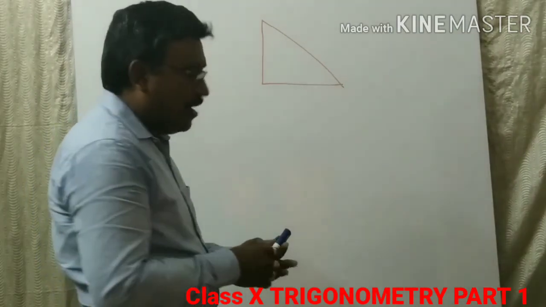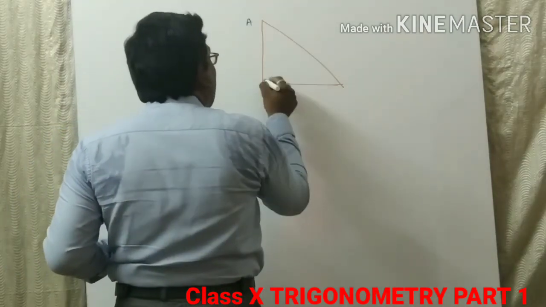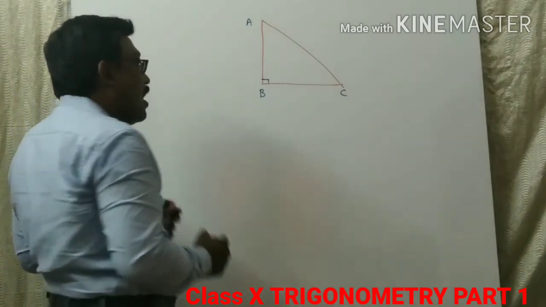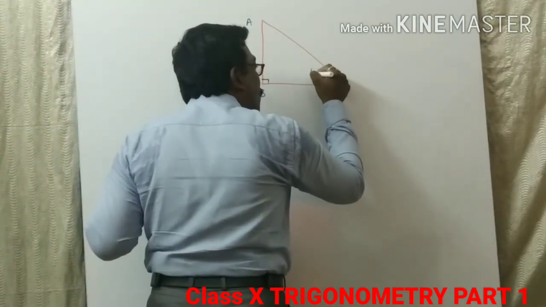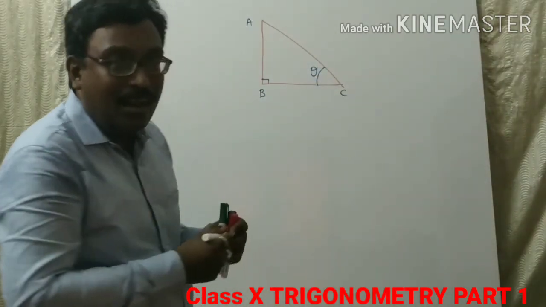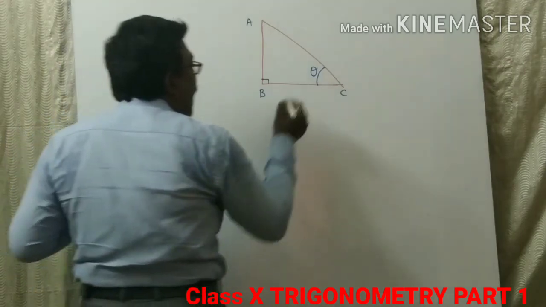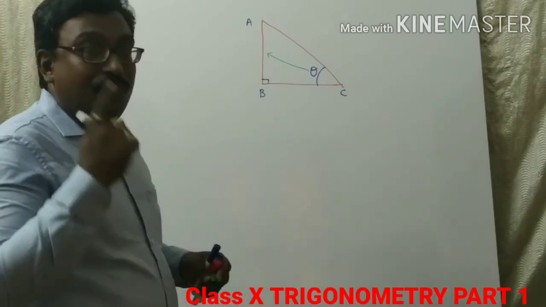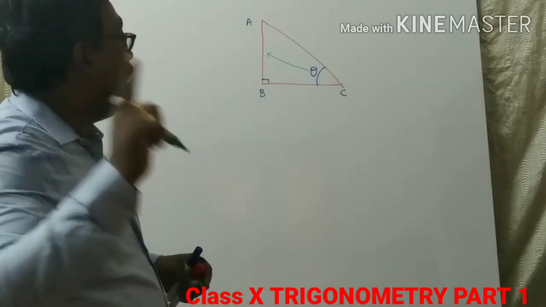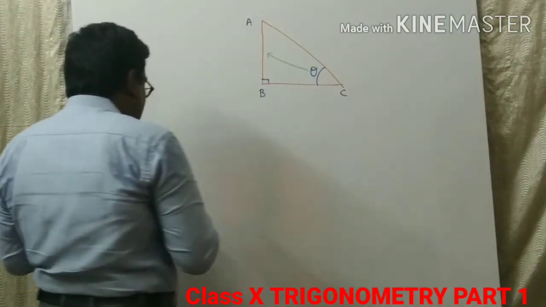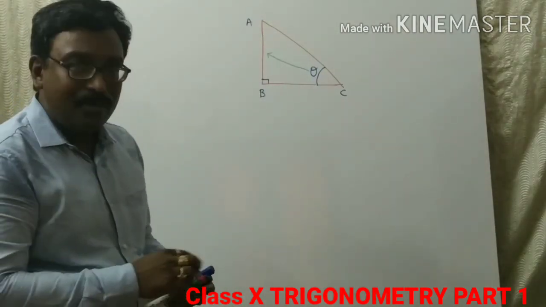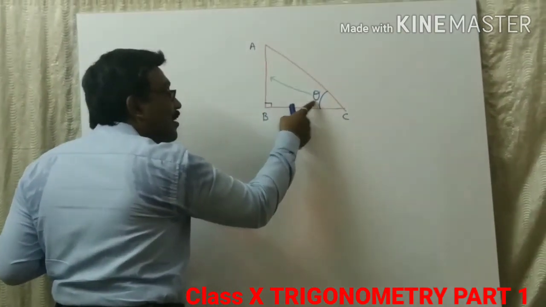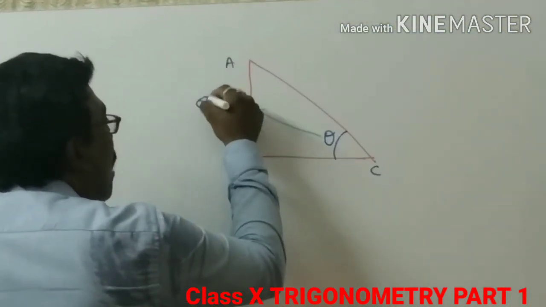Of course, I'm taking a right angle triangle, a right angle triangle ABC. Angle B is 90 degrees. And I'm taking one angle here. So, with respect to the angle theta, okay, is my word clear to you? With respect to theta, AB is just opposite to it. This AB side is opposite to the theta. So, now it is called the opposite side.